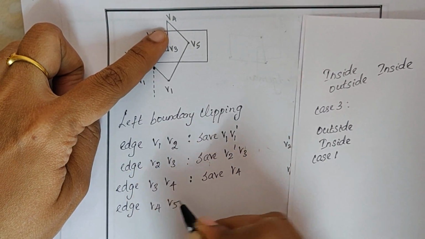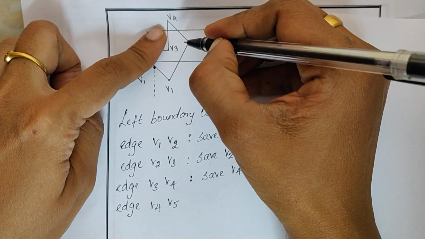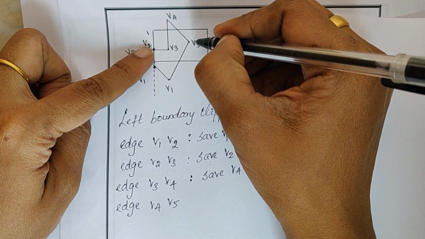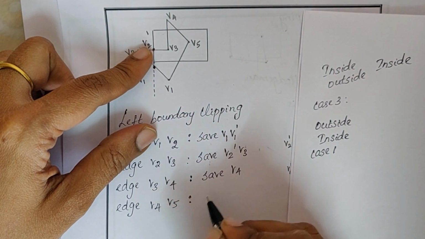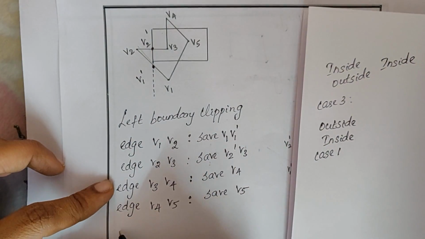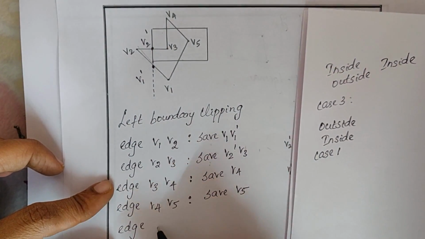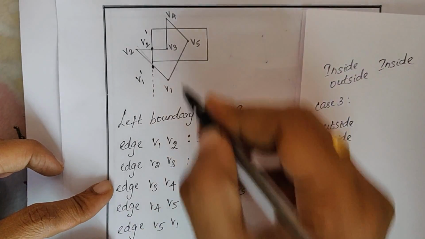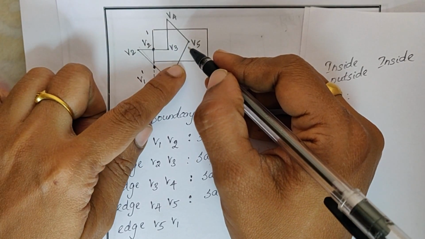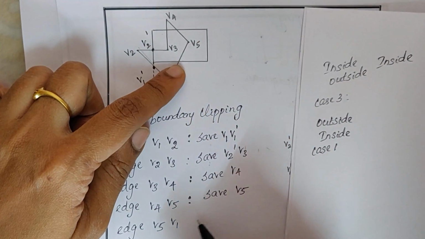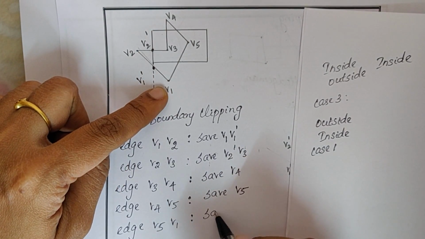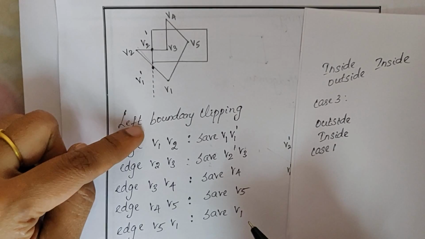Next edge V4, V5. Again, both the vertices are inside the left boundary, so I have to save V5. Next edge V5, V1. Again, both vertices are inside the left boundary, so I have to save the end point. The end point is V1.